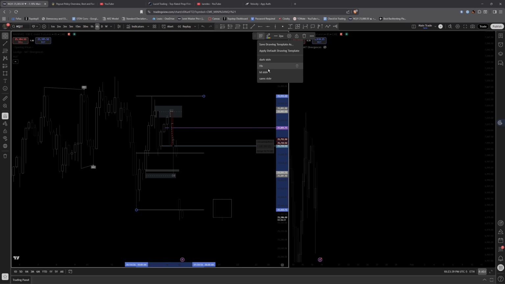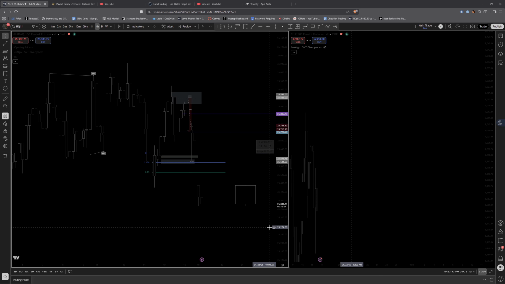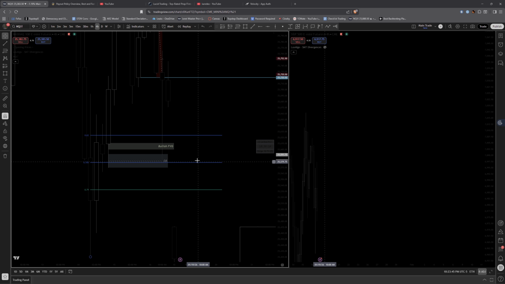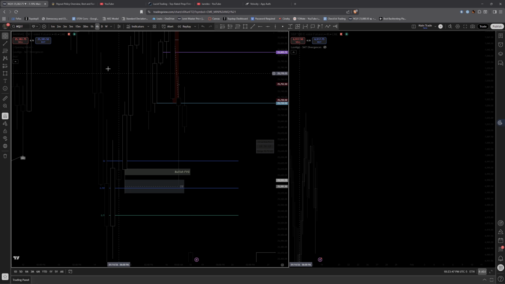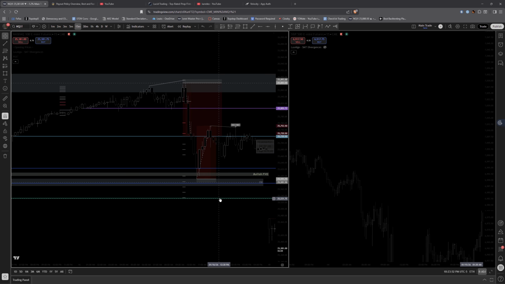So, you know, I use OTE quite a bit. I'll make a video on OTE pretty soon. So yeah, it lined up with the OTE. This was just 2 A+ standard deviation trades you could take this day.